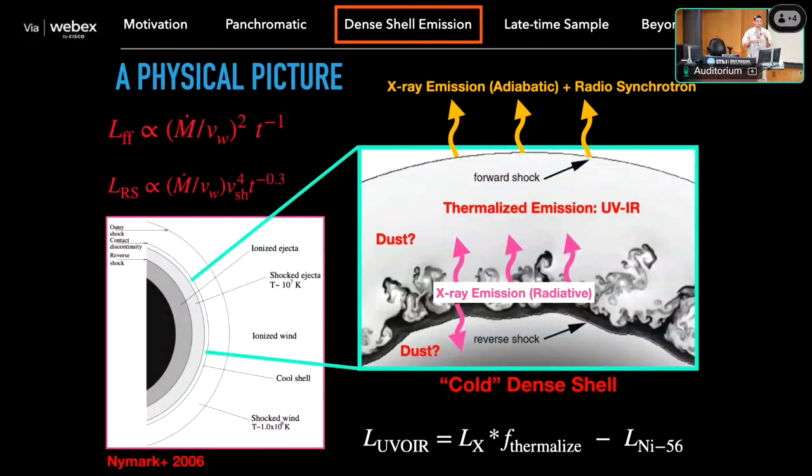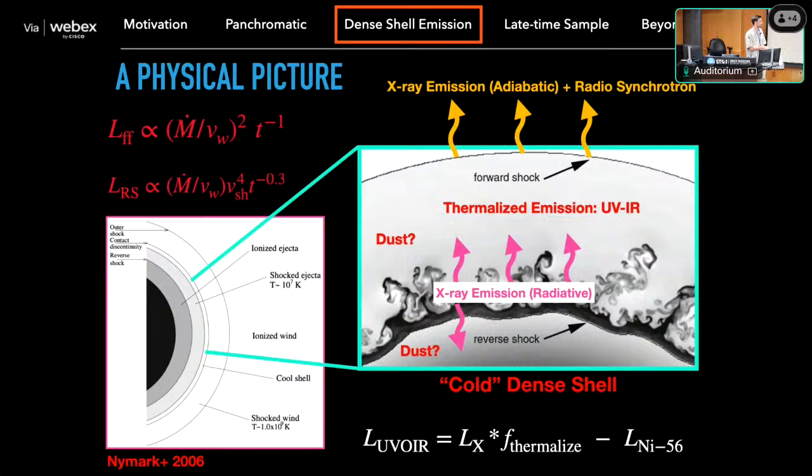So you have this kind of dense, cool shell. It's maybe a perfect place to make dust. It's definitely a very beautiful place to reprocess radiation from your X-rays that are coming from this radiative reverse shock. Your forward shock is producing X-ray emission, but it just can't cool fast enough compared to its expansion timescale, so it's not doing much for me in terms of powering the rest of my supernova. But the reverse shock is doing all the work.